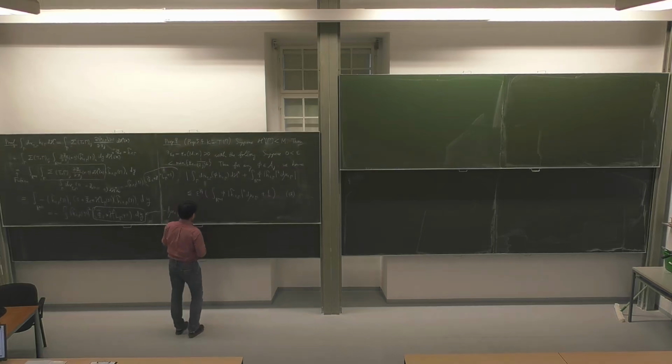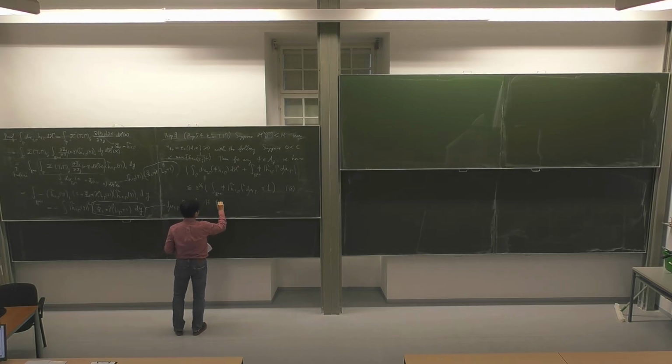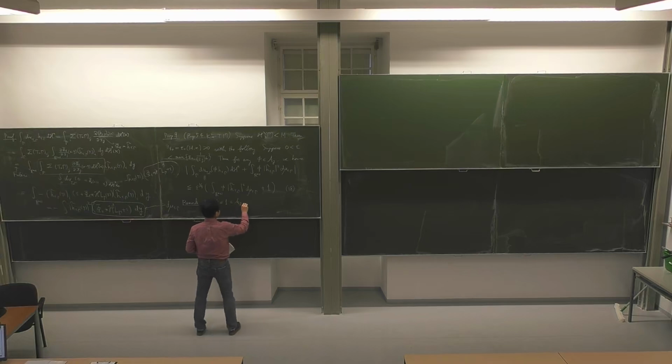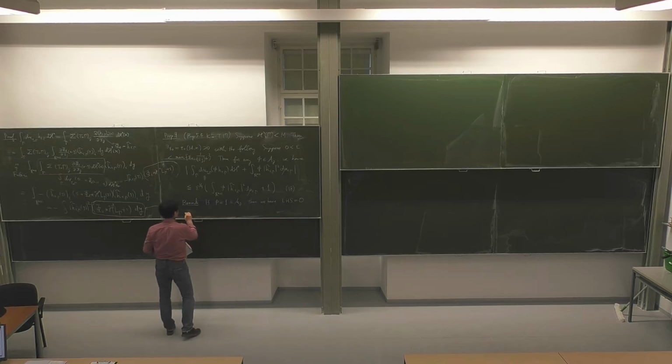And again, the remark is: if phi is equal to 1, and by the way, phi equal to 1 is always in this script J class, then we have left-hand side equal to 0, as by proposition 8. Okay, so that's what we saw already.